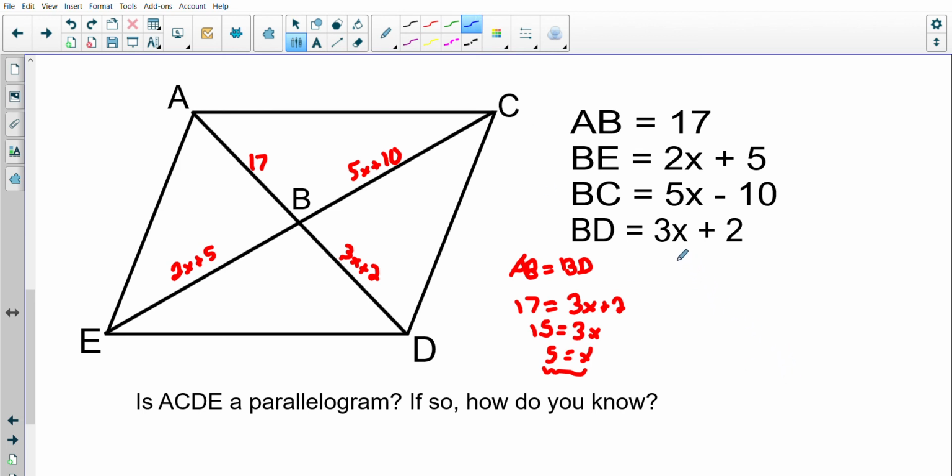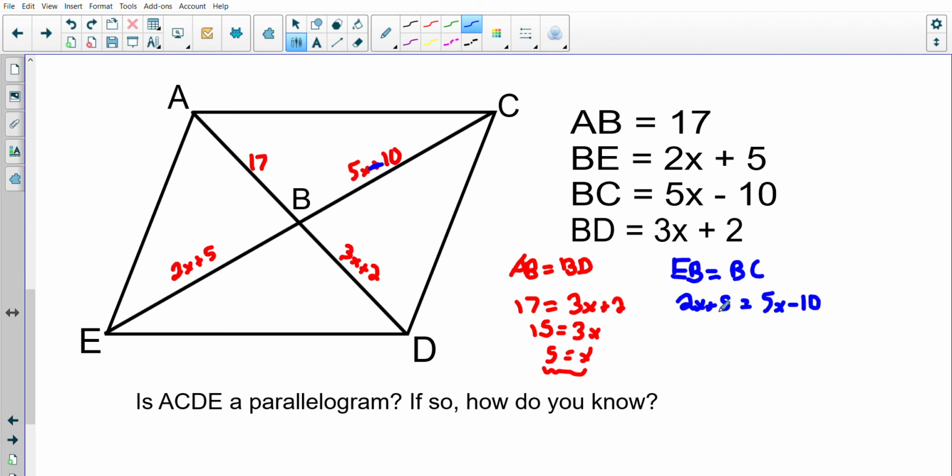So I will set EB equal to BC. I'll set 2x plus 5 equal to, let's see, 5x plus 10, 5x minus 10. Whoops, I marked that diagram wrong. Sorry about that. 5x minus 10. I was going to say that didn't look like it was going to be quite right. So sorry about that, guys. I have to mark the diagram correctly.